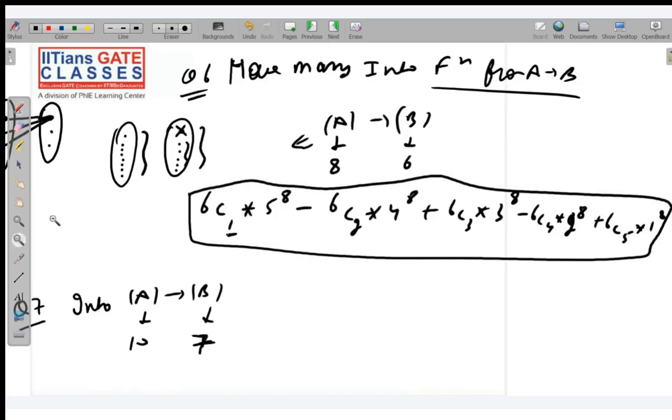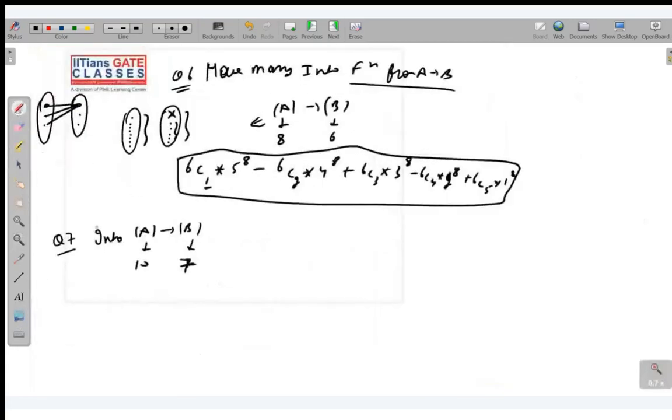So now in a similar way we will try to solve this. So here 10 and here 7. So I will pick this element B. Starting is difficult. If you are able to start, then you will get it. So 7C1. From 7 you pick one element and you will say it is not mapped. So finally 6 power 10. From 7 we have deleted one element, so 6 elements are left. So 6 power 10.